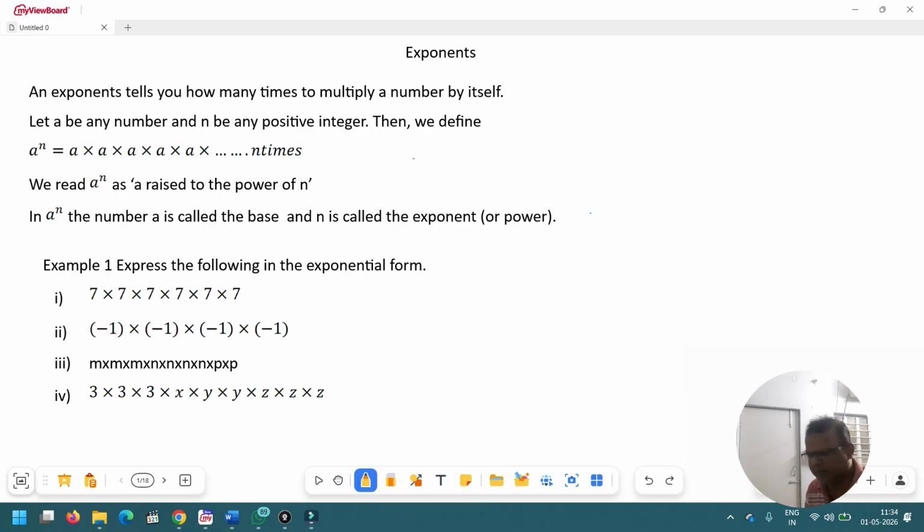Consider an example, 2 to the power 3 is equal to 2 into 2 into 2. Here 2 is called the base and 3 is called the exponent.